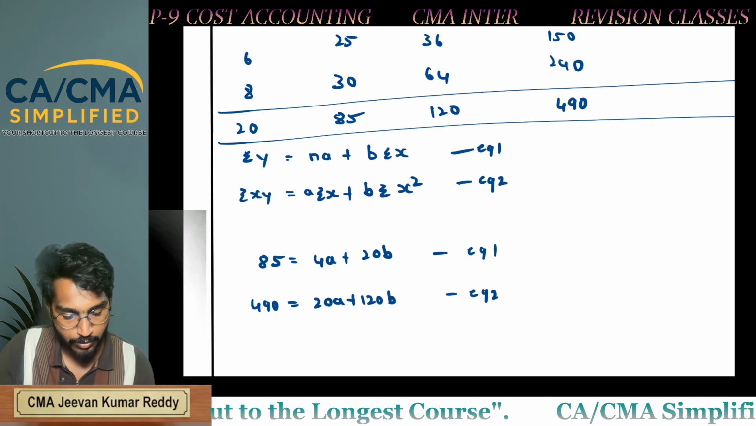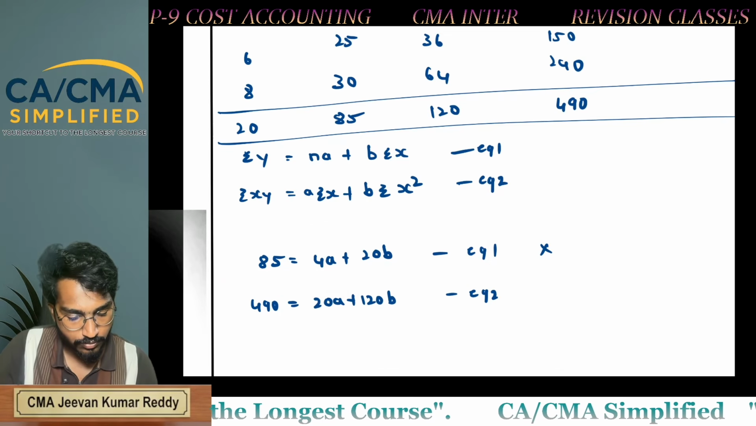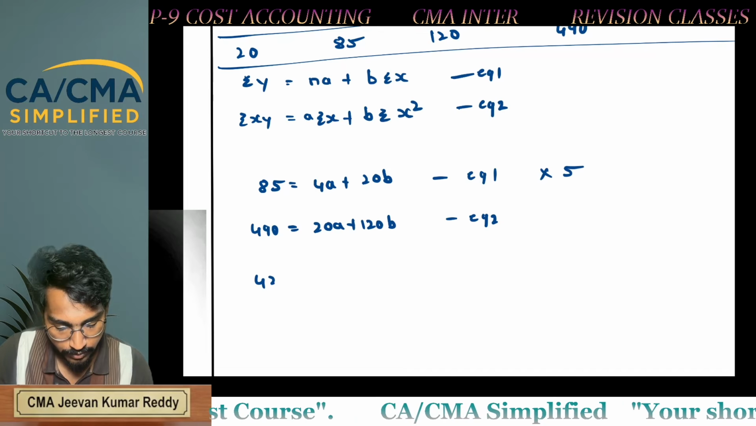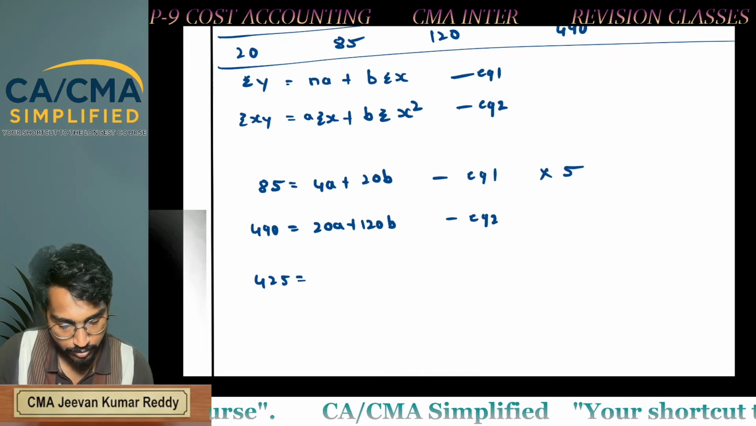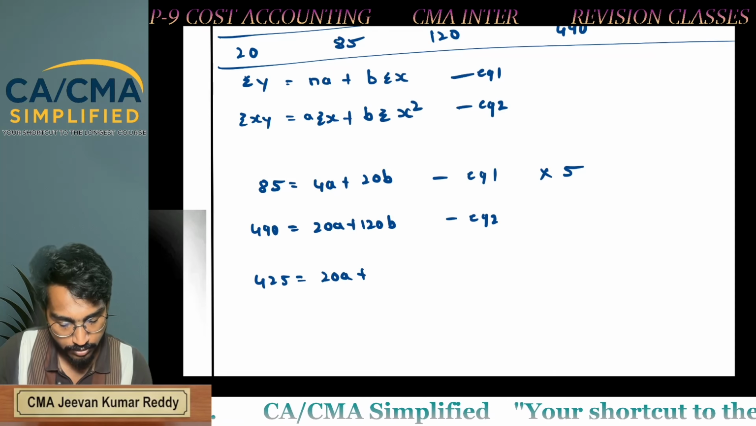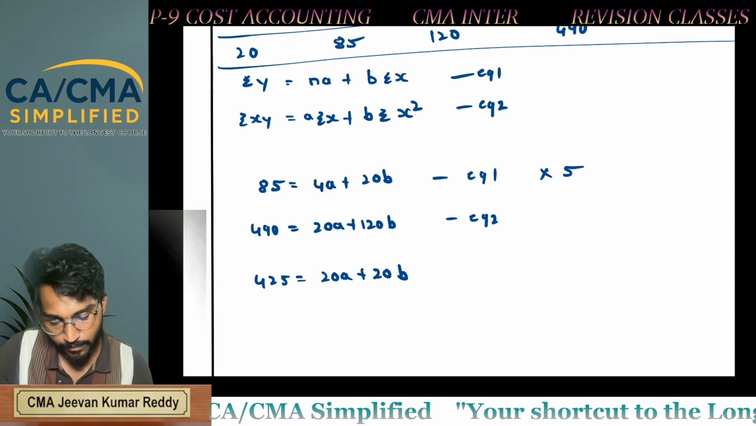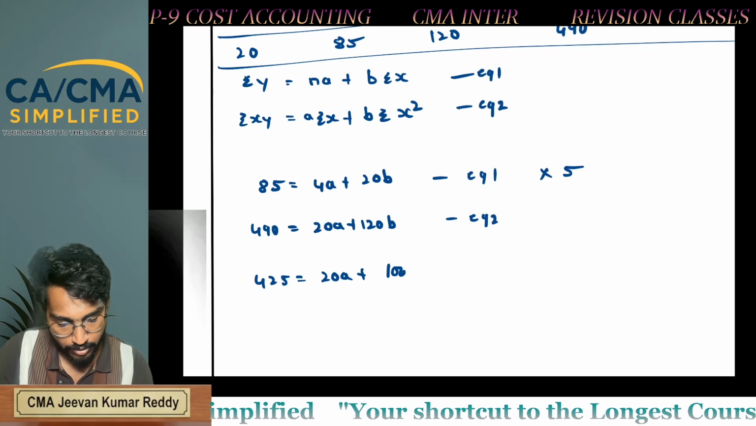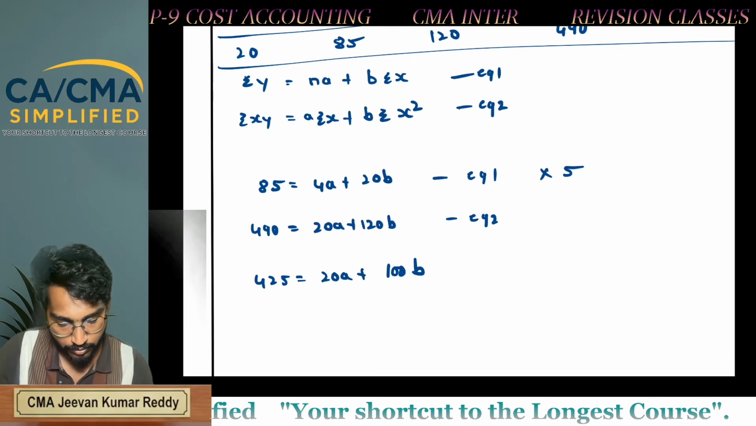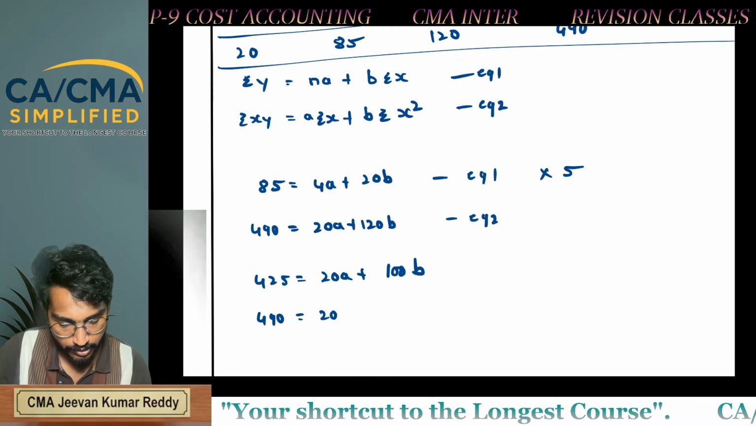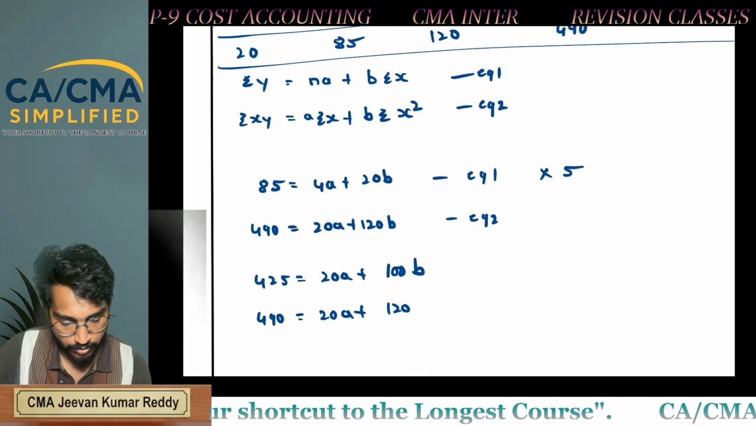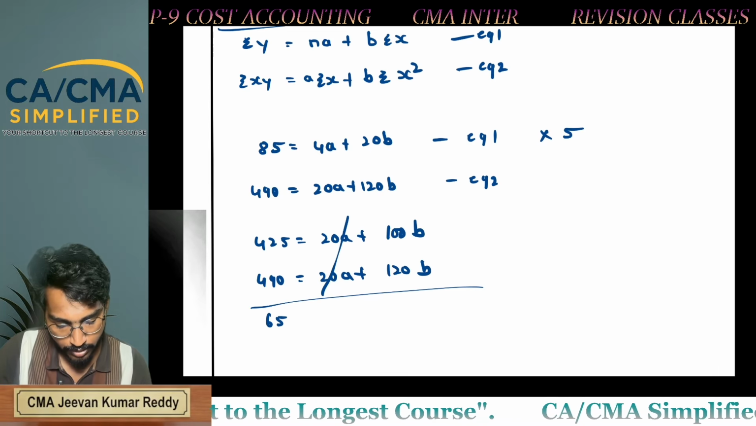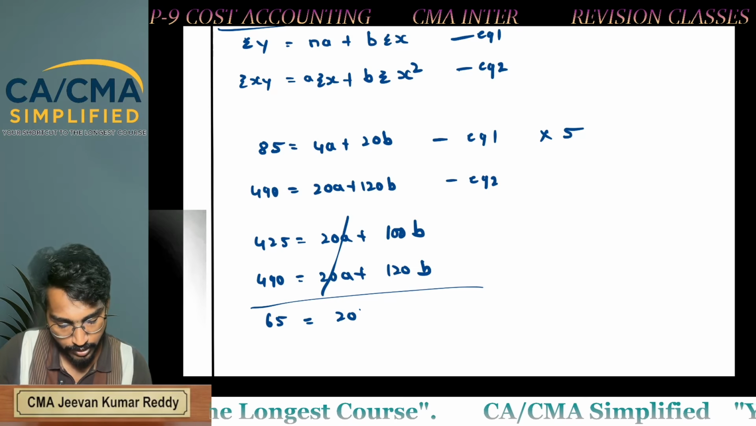Now I am multiplying equation 1 with 5. So then it comes to 425 is equal to 20a plus 20b. Sorry, not 20b, it is 100b. Now 490 is equal to 20a plus 120b. These two 20a terms cancel. Now how much? 65 is equal to 20b.